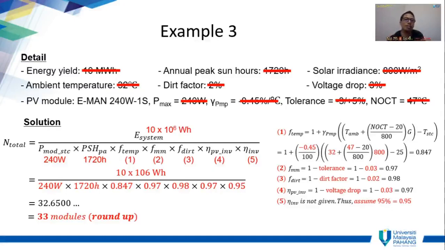Okay, I think it's clear already. You must achieve the energy target. If you get below that, you're going to be penalized. That's why we round it up. If we round it up, then we get more than 10 megawatt hours of energy yield.